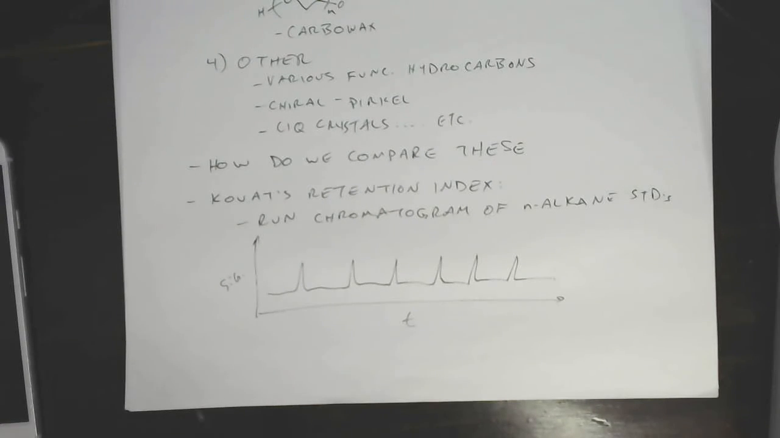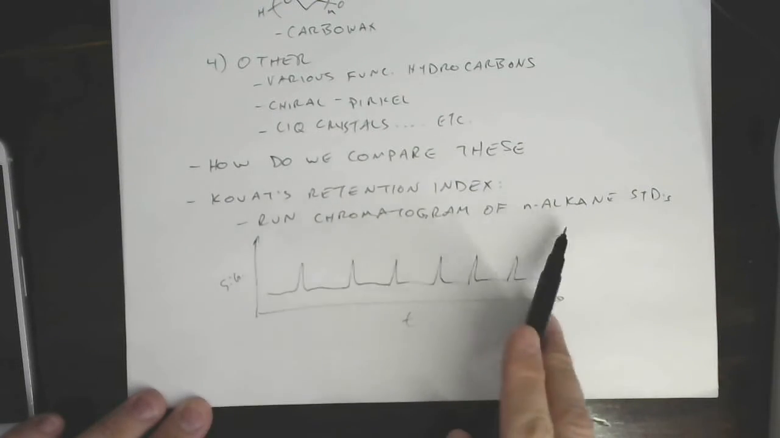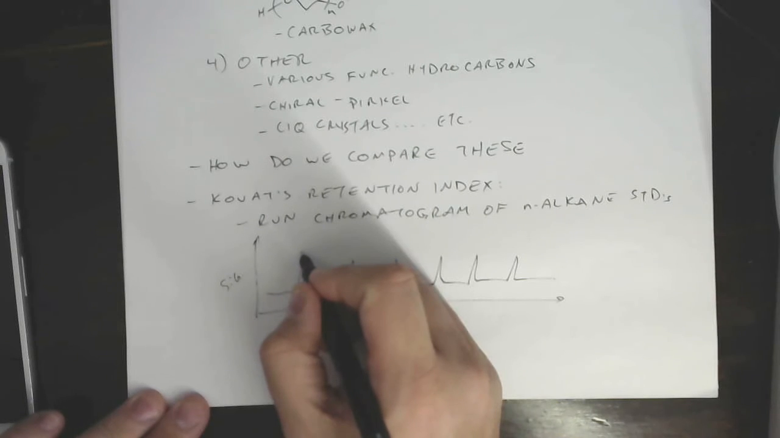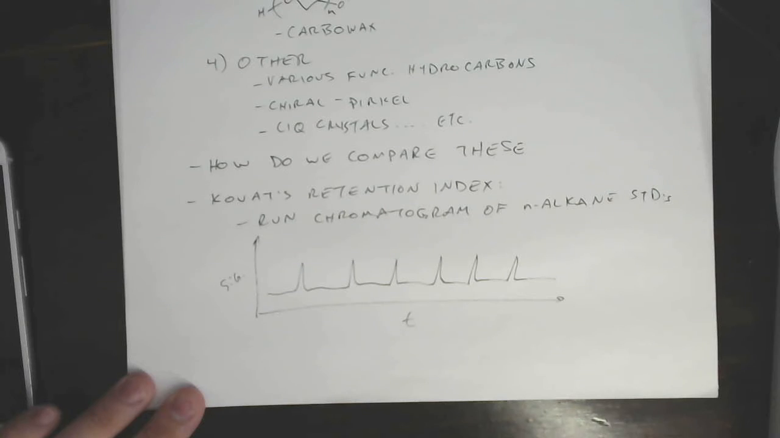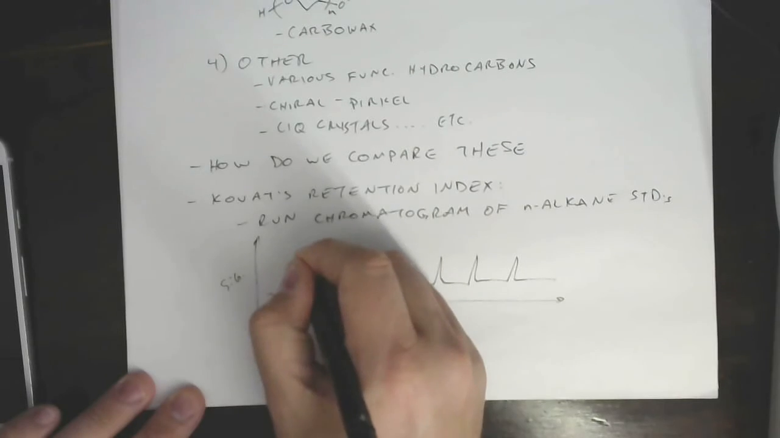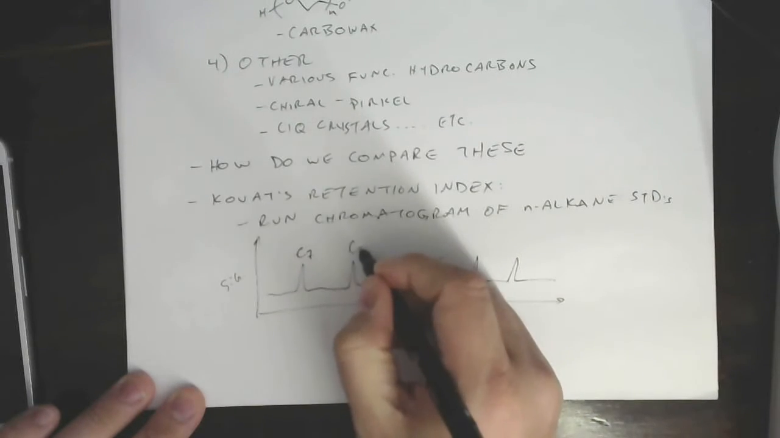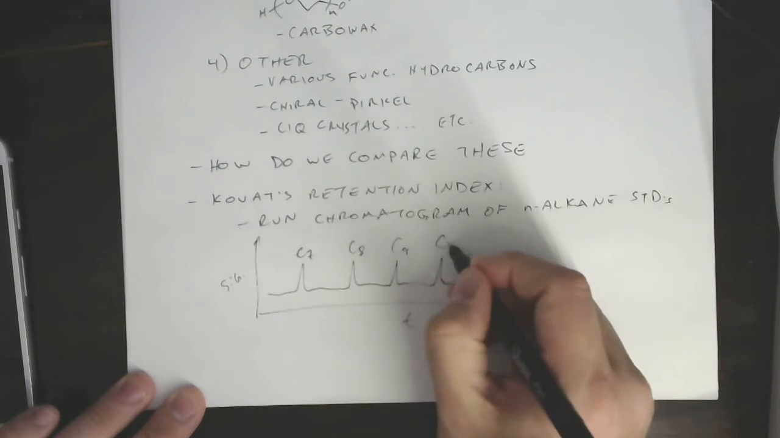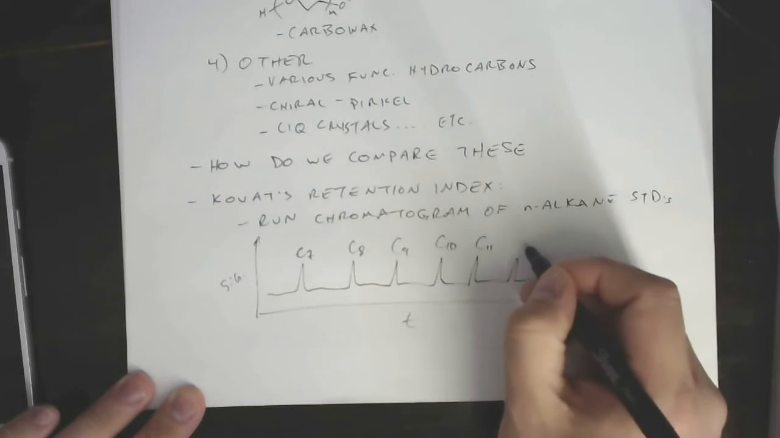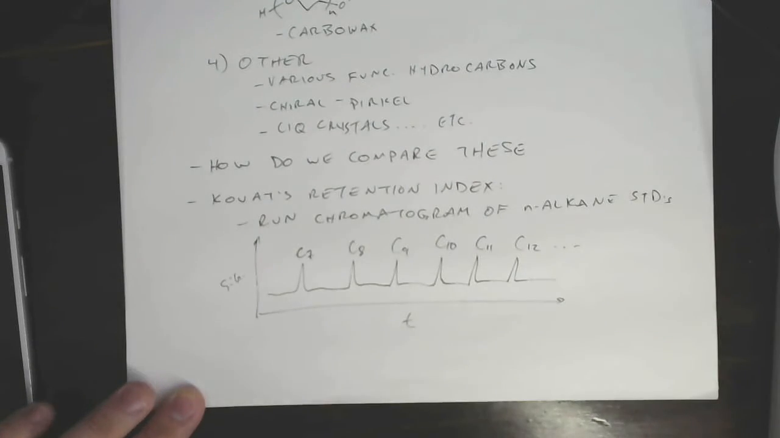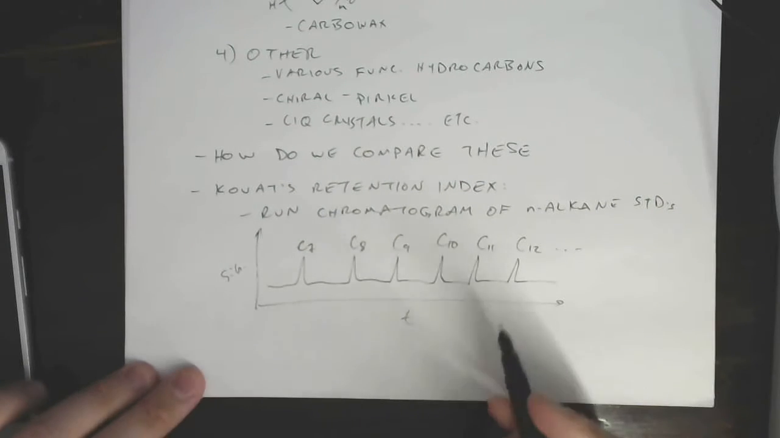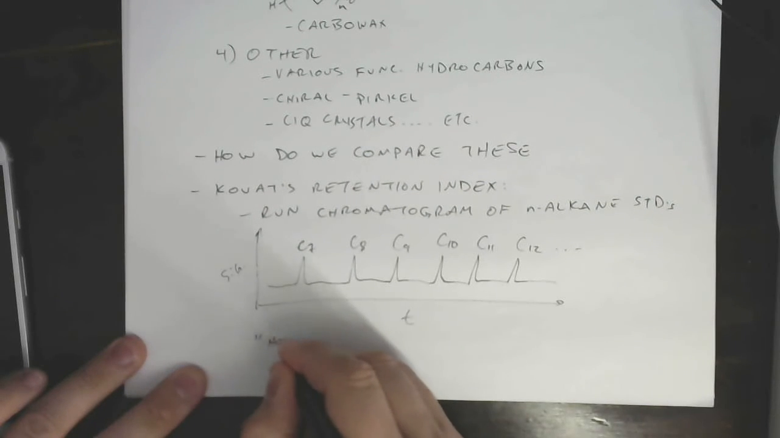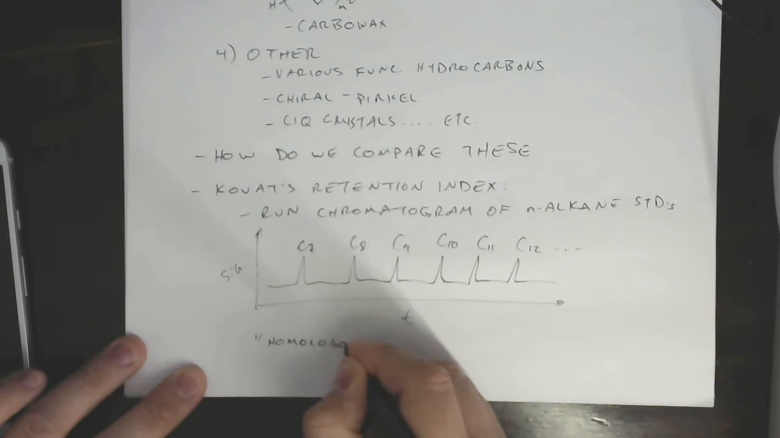Okay, so what do we have here? These would be something like, so n-alkane standards, this would be something like, let's see, 1, 2, 3, 4, 5, 6. So this would be something like C7, C8, C9, C10, C11, C12, etc. Right? This, by the way, is an example of something that's used a lot in chromatography called a homologous series.